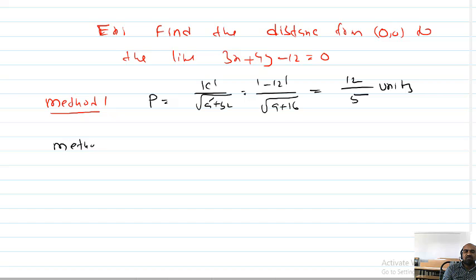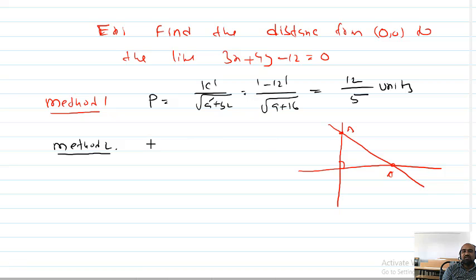Method 2, the long method. Without using any formula, you can do method 2. To find by method 2, I want to draw the actual diagram. This is the y-axis, this is the x-axis. This is a straight line. Say this is A, this is B. Listen all of you. What is the equation of the line? 3x plus 4y minus 12 equal to 0.